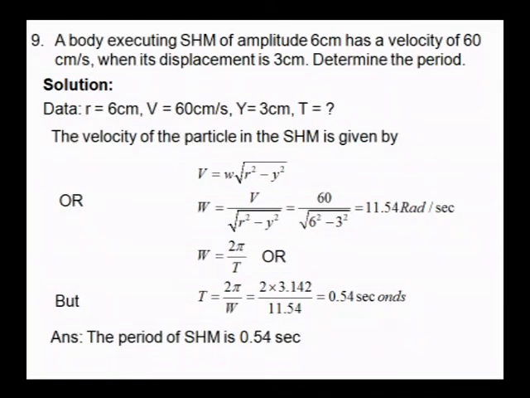So, substituting that value in the time period 2 pi by omega, we get the time period of the simple harmonic motion as 0.54 seconds. So, the period of simple harmonic motion is 0.54 second. Thank you.